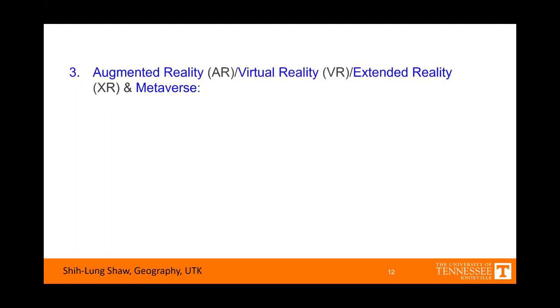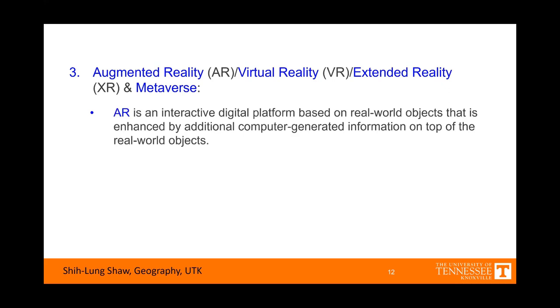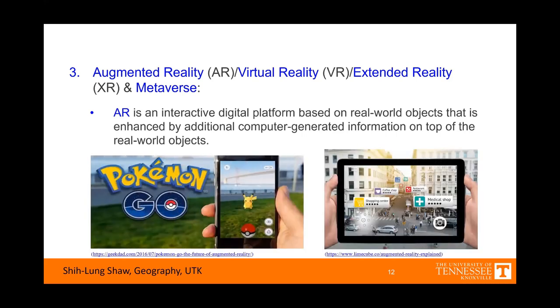But now we are moving into this so-called AR, VR, XR, and so on and so forth, even metaverse. So what are the implications? For example, AR is basically an interactive digital environment based on real world objects and enhanced by digital information. How many of you ever played Pokemon Go? That might reveal your age a little bit too. This is an example of AR, okay? We can simply overlay different kinds of information on top of the physical world. So this is the so-called AR.